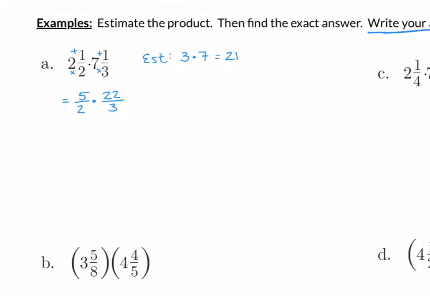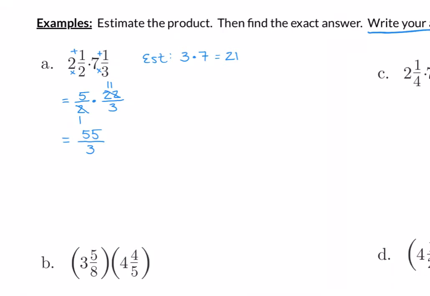All right, from here, remember that this is a multiplication problem, so I want to start by canceling common factors. 2 and 22 are both divisible by 2. 2 divided by 2 is 1. 22 divided by 2 is 11. We can now multiply straight across. We get 5 times 11 is 55 over 1 times 3 is 3.